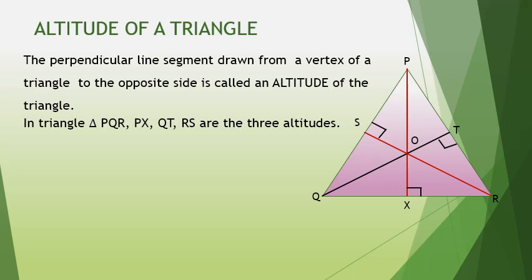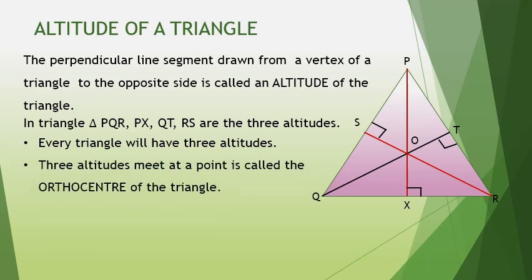So in triangle PQR, PX, QT and RS are the three altitudes. Every triangle will have three altitudes. The three altitudes meet at a point, here it is marked as O. The meeting point of the altitudes of a triangle is called the orthocenter of the triangle. Here O is the orthocenter of triangle PQR.